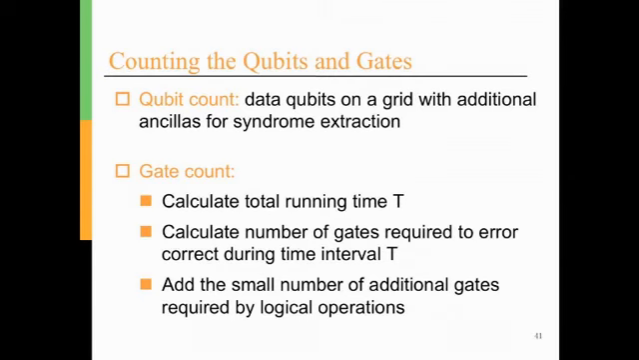So to obtain the physical qubit count, that is very simple. We just obtain the code distance and then we multiply. From code distance, we can get the size of one tile and we multiply by the number of logical qubits. And that gives us the number of physical qubits.